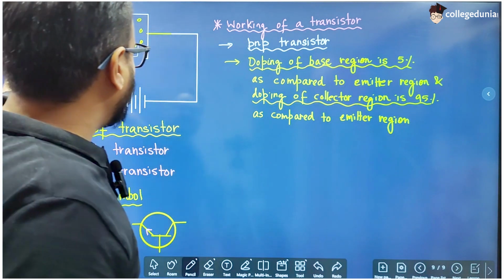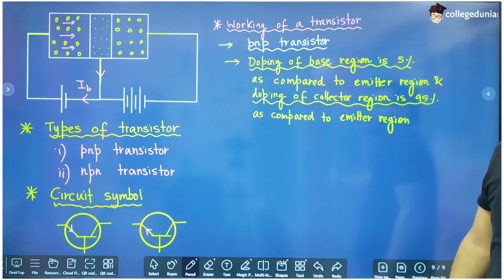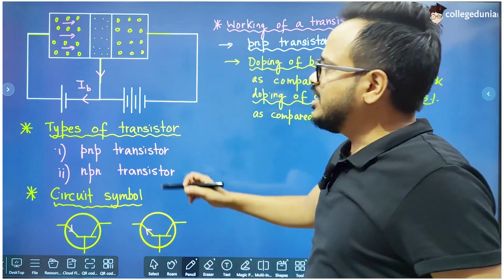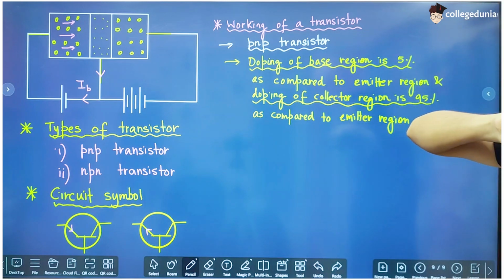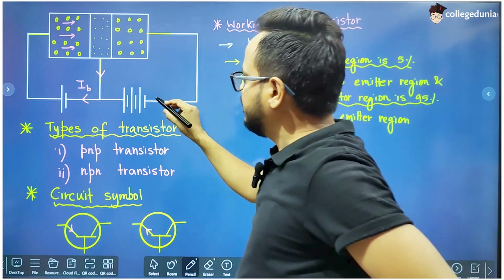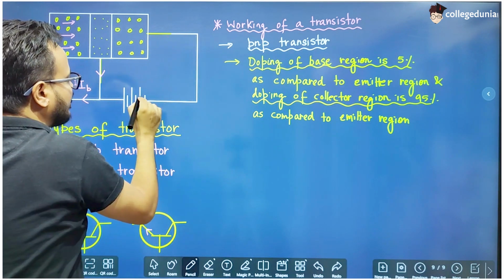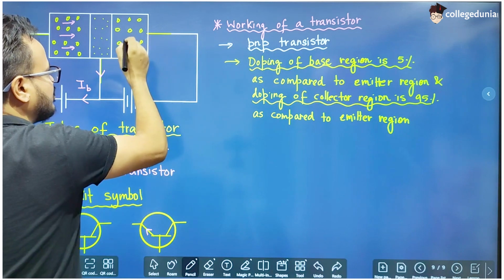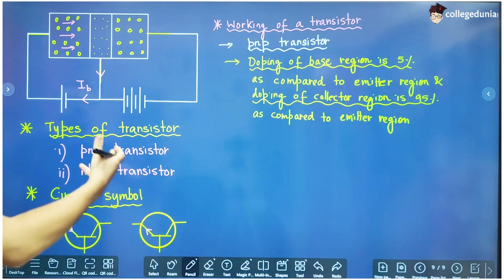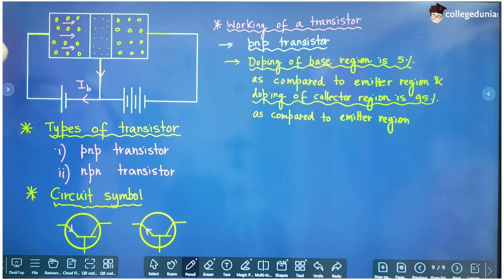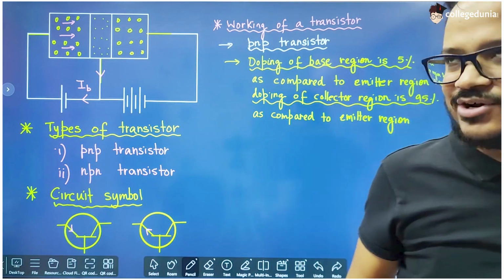Now, when 95 extra holes reach the collector region, and the collector was also neutral before this, the collector region becomes positively charged, and due to this positive charge, the negative terminal of this battery is going to provide 95 electrons to this region. We are just assuming these figures. I am just taking these examples like 100 holes, 5, and so on, just to make you understand the concept. In reality, these are millions and trillions of holes and electrons, right?